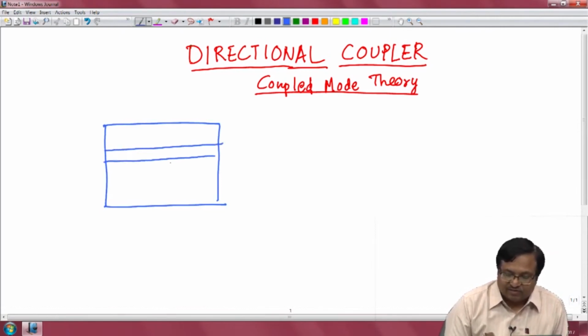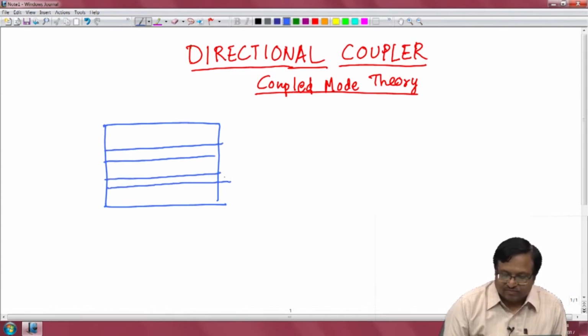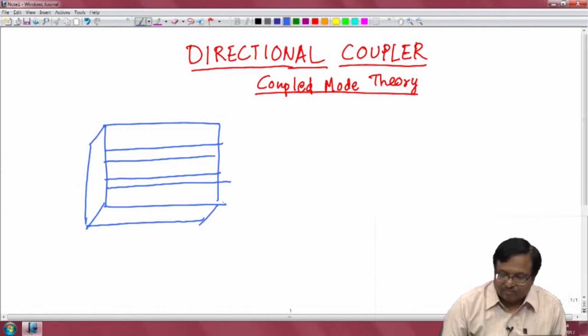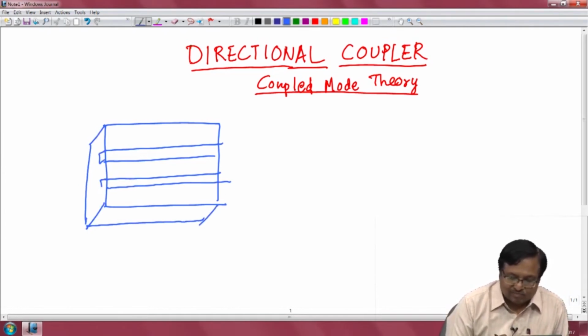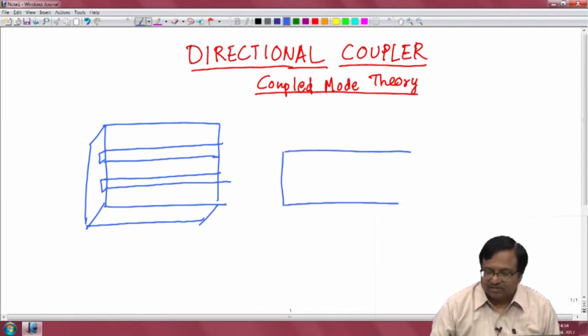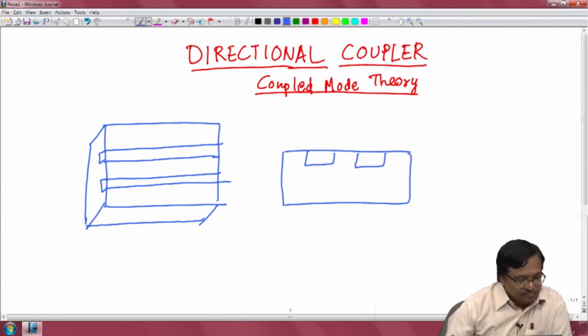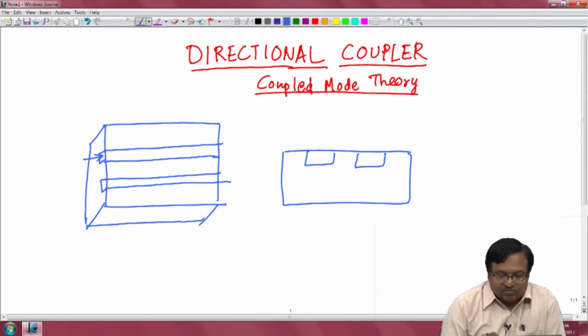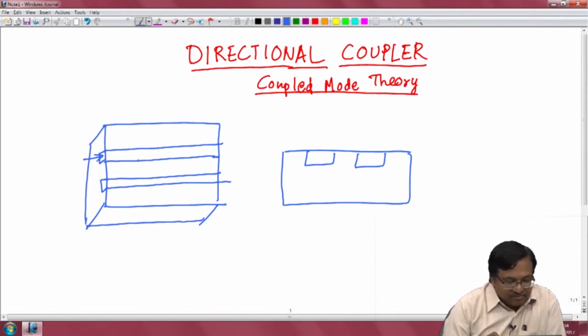There are two waveguides which are very close together. The cross section can be expressed like this. So, when light is launched into the first waveguide, it is possible to couple or transfer light from the first waveguide into the second waveguide.